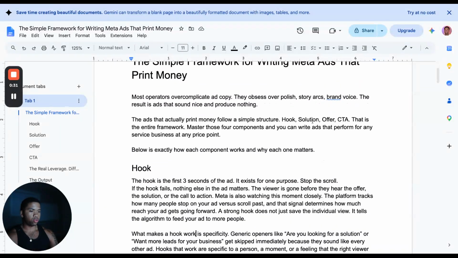The ads that are actually going to print money for you follow a very simple structure. We're going to have our hook, our solution, our offer, and our CTA. Very, very simple. That's the entire framework. If you can master those four components, you can write ads that perform for pretty much any service business at any price point. I'm going to break down each of these components, how it works and why it matters.